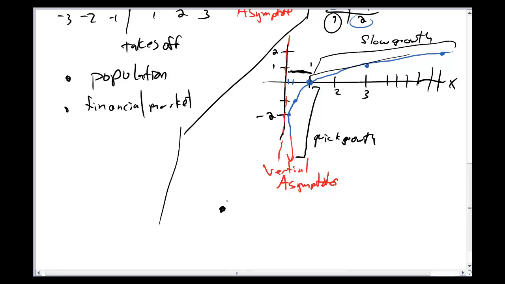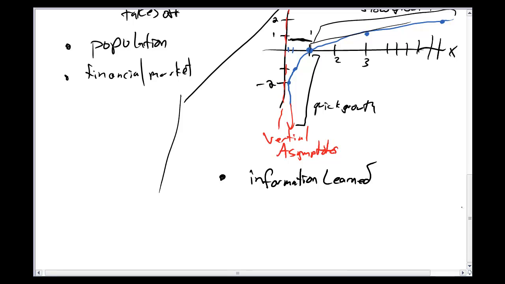Things that grow slowly over time involve things like information learned. And you can think about that. The first time that you show up to college, you're learning a lot of information. There's a lot of things you have to learn. You have to figure out how to get financial aid. You have to figure out where to register for classes. You have to figure out where your classes are. Over and above the actual class knowledge that you're learning, there's all of these extra things that are involved in learning the college process and understanding that.